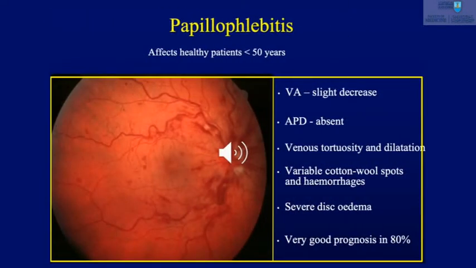Another variety of the disease is papillophlebitis, in which there is mild affection of the retinal veins and it usually occurs in young individuals. The visual acuity is slightly decreased, the afferent pupillary defect is absent, with venous tortuosity and dilatation, variable cotton wool spots and hemorrhage, severe disc edema, and very good prognosis in 80% of the patients.